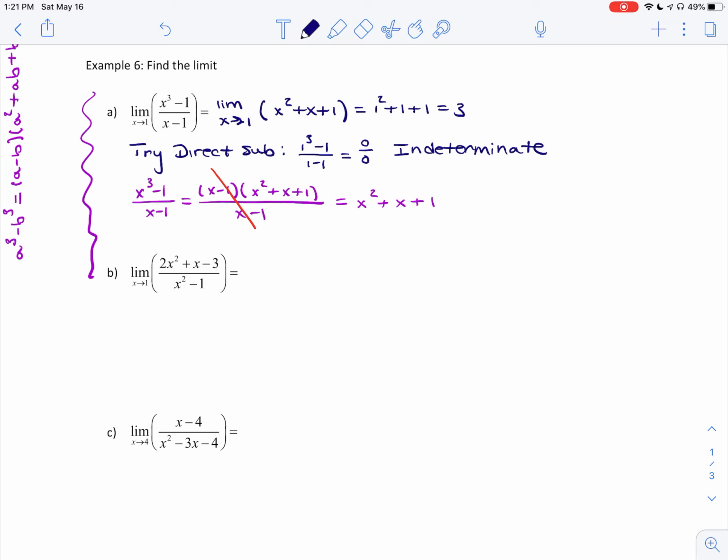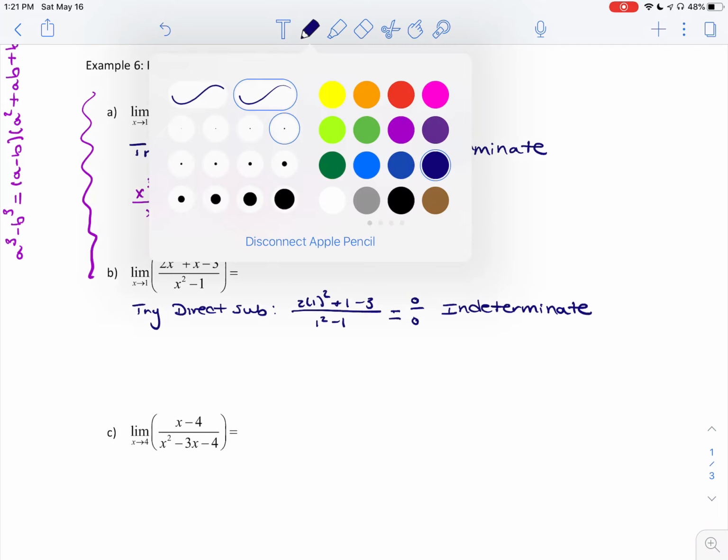All right, so again, if we were to try direct substitution, looking at the limit as x approaches 1, let's see what happens when we plug this in. We have 2 times 1 squared plus 1 minus 3 all over 1 squared minus 1. Right, but again, we get 0 over 0, which is indeterminate. We're going to have to try and simplify.